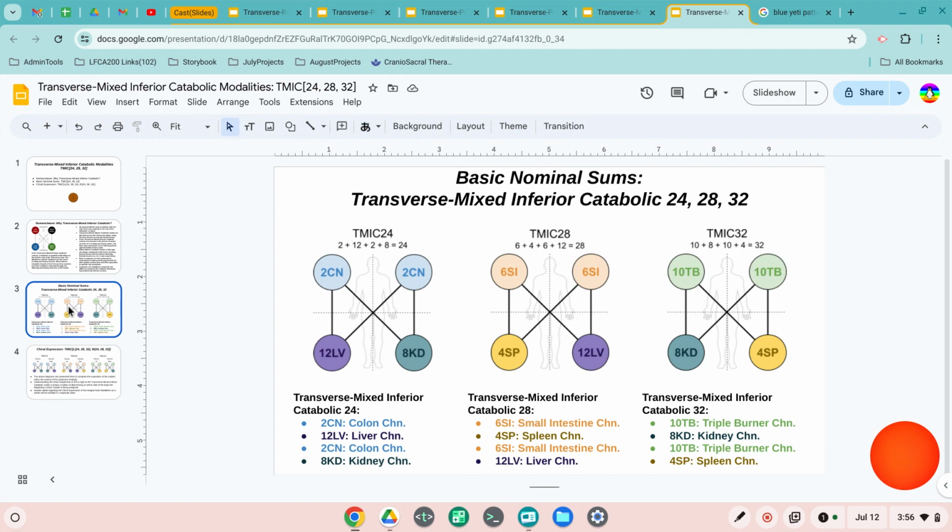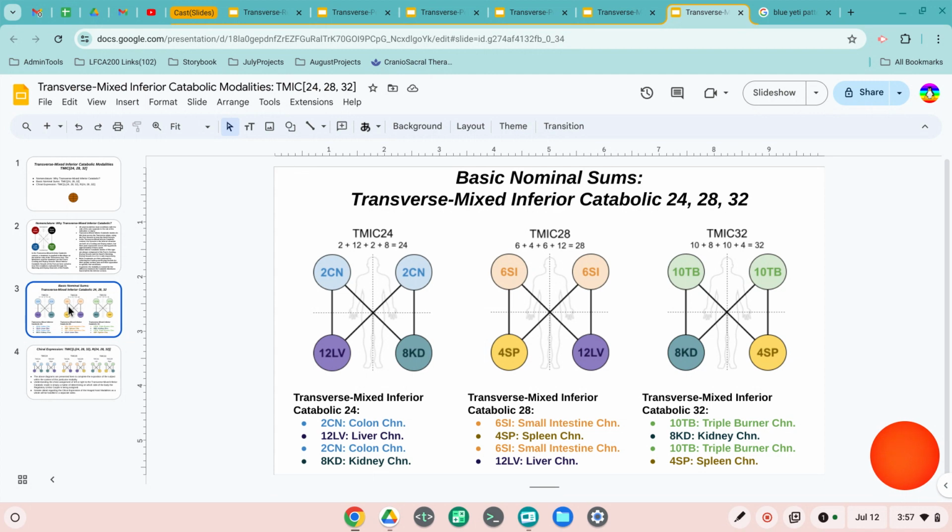Transverse mixed inferior catabolic 24 consists of the liver, colon, and kidney vessels labeled for their nominal equation 2 plus 12 plus 2 plus 8 equals 24. Transverse mixed inferior catabolic 28 consists of the spleen, small intestine, and liver vessels labeled for their nominal equation 6 plus 4 plus 6 plus 12 equals 28. Transverse mixed inferior catabolic 32 consists of the kidney, triple burner, and spleen vessels labeled for their nominal equation 10 plus 8 plus 10 plus 4 equals 32.